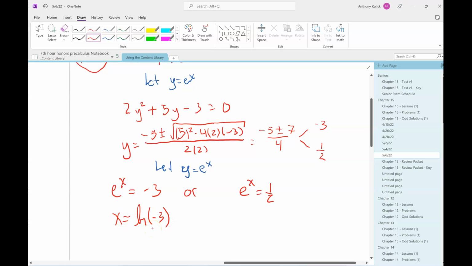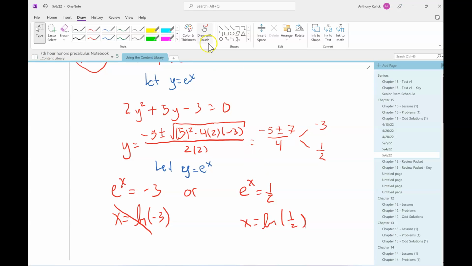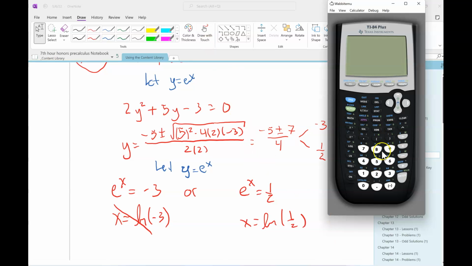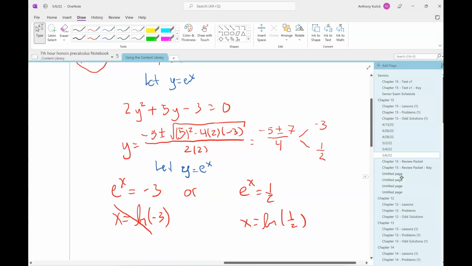Now, I know that I can't take the logarithm of a negative number, so this solution doesn't give me anything in the exponential, which is fine. So I'm just going to get the one answer for the natural log of 1/2. So a negative 0.693-ish. Does that feel okay, Luke?